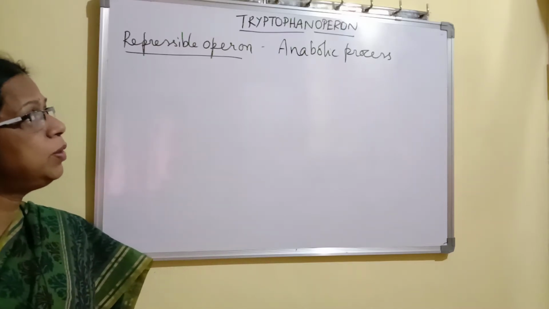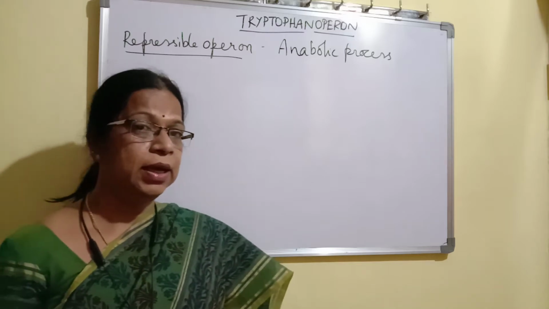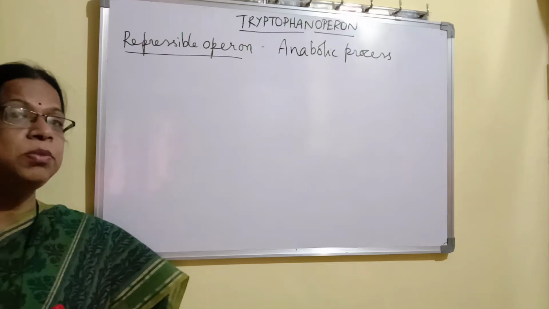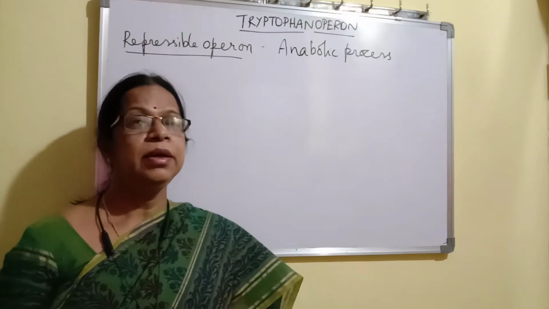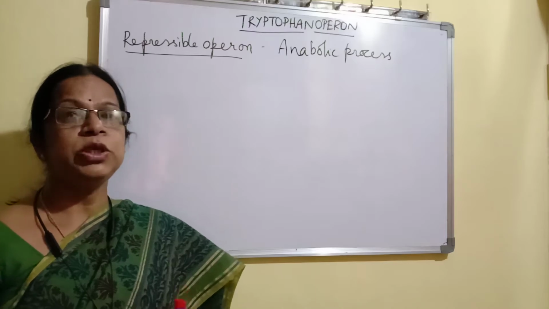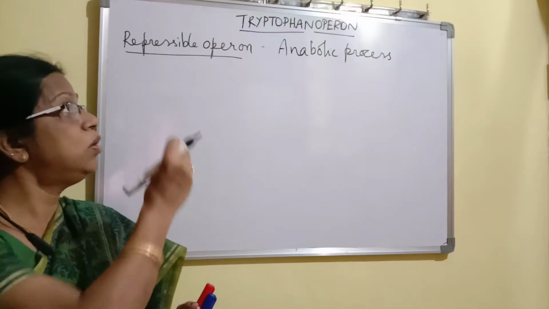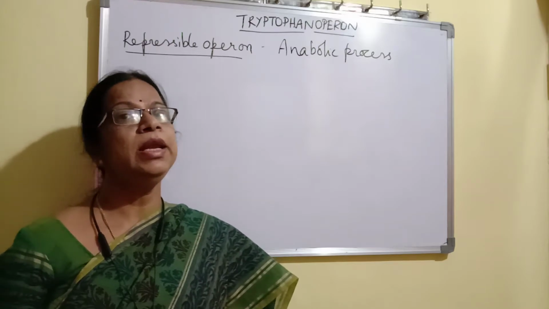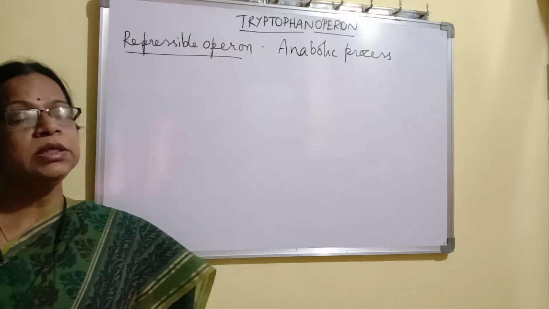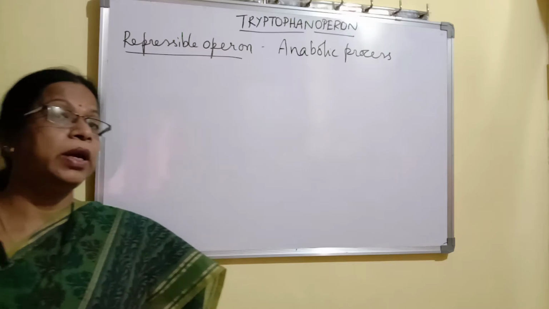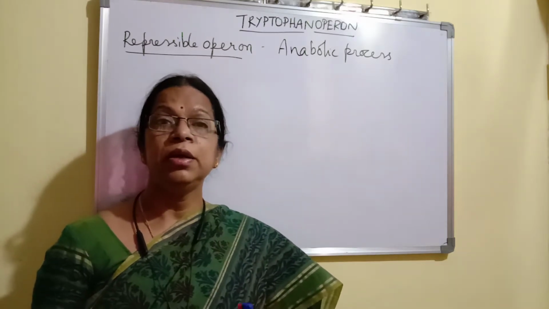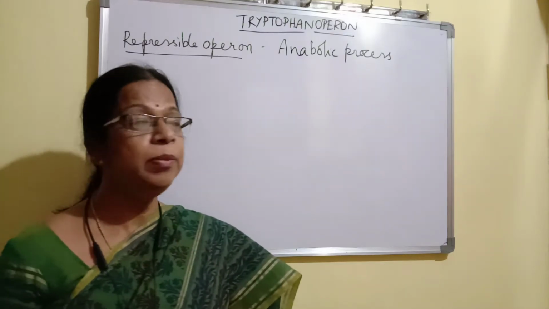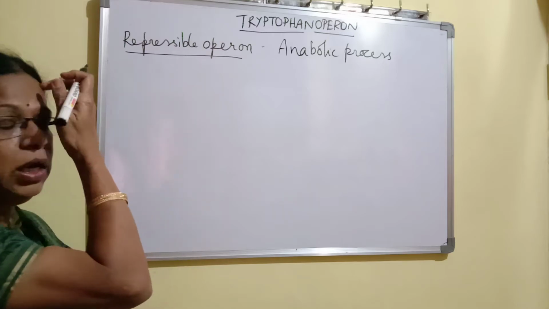Here, if tryptophan, which is the end product, is present, or if it accumulates in large amounts, or if it is added to the medium, then the transcription will be switched off. So in the presence of tryptophan in excess, transcription will be switched off. This type of operon, where the end product stops or regulates the process of transcription, is called a repressible operon.